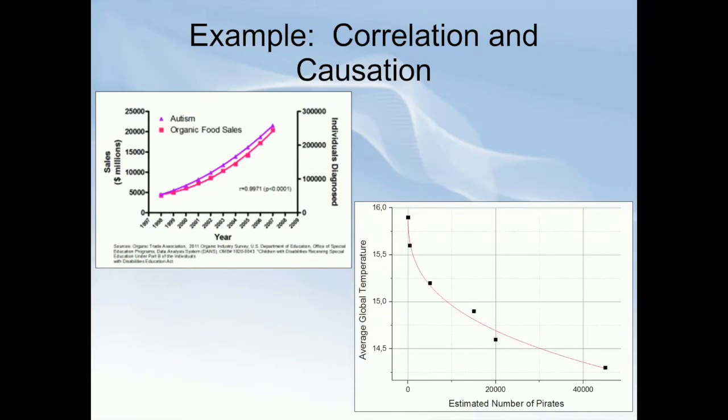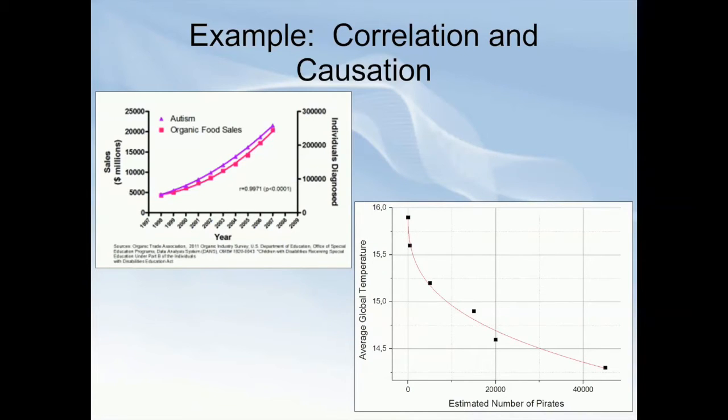Hopefully, most of you came to the conclusion that both of these graphs are completely nonsense. In the top left, we know that organic food sales are growing in popularity. However, completely unrelated to that, doctors are getting much better at diagnosing cases of autism. Whether or not the cases of autism are actually increasing remains a debate. However, it's not debated that we're getting better at diagnosing it.